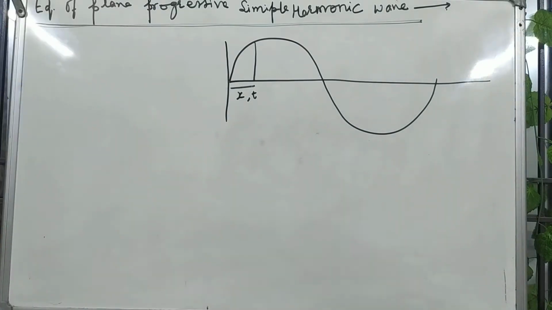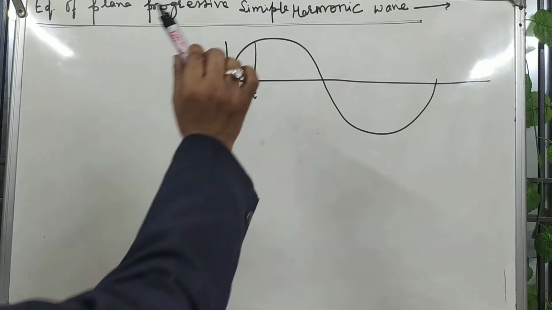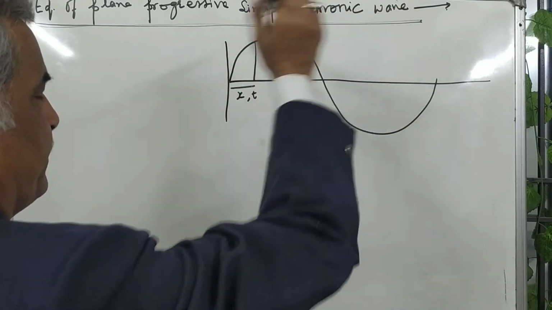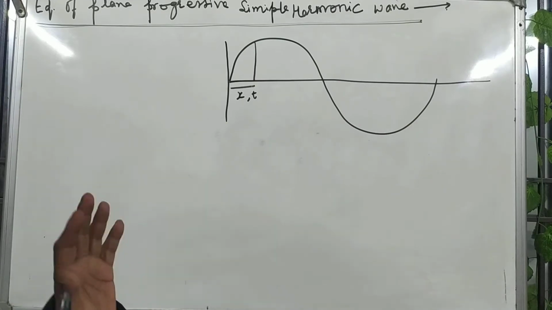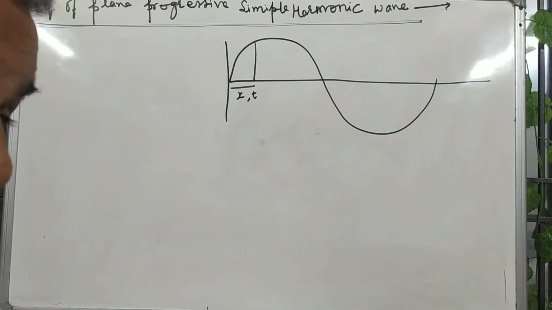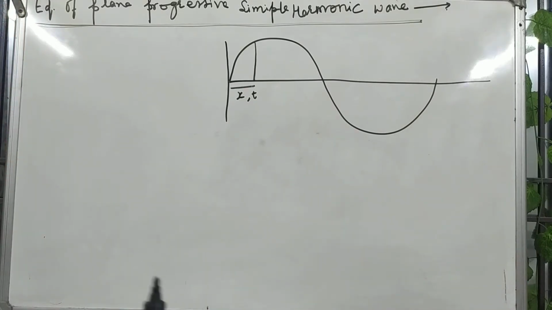So, in wave motion, simple harmonic waves, the equation of motion follows the sine function, the cos function, or the sum or difference of sine and cos functions. This is the harmonic wave.